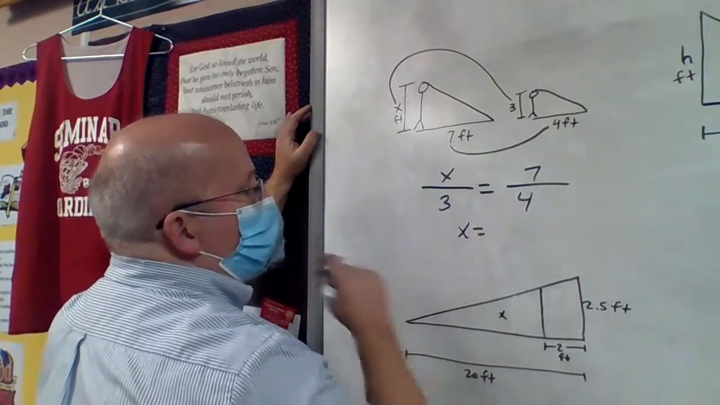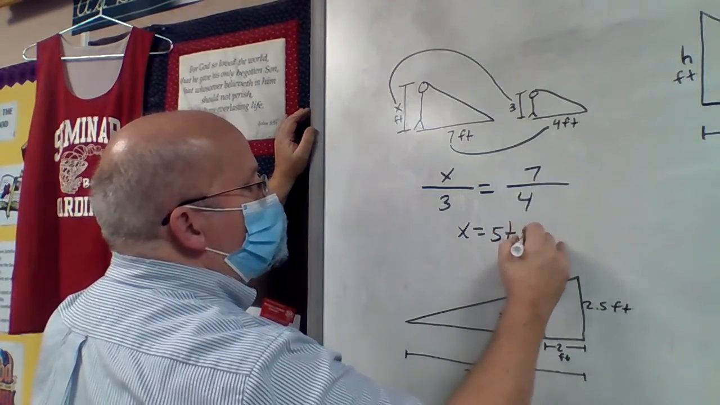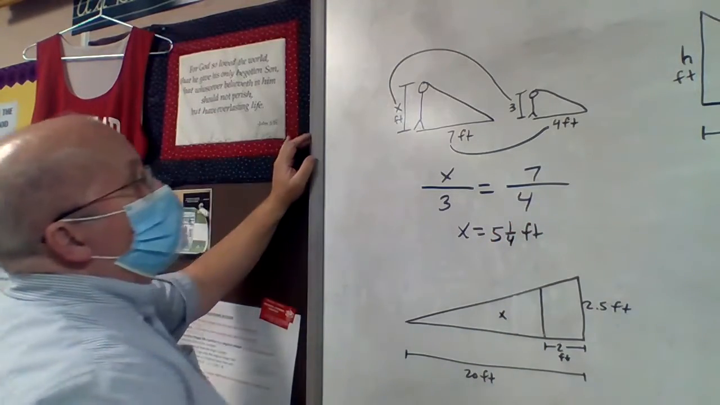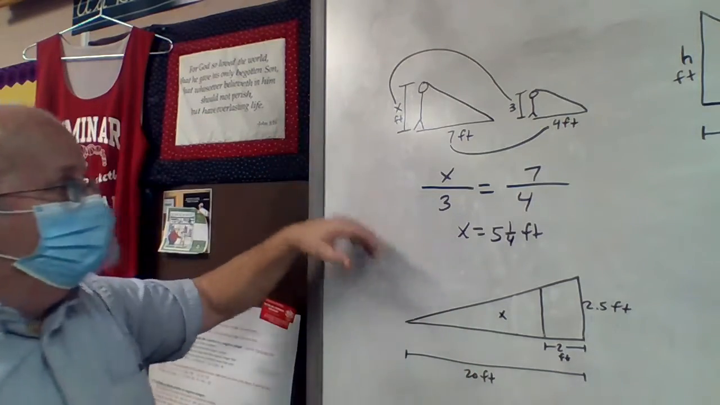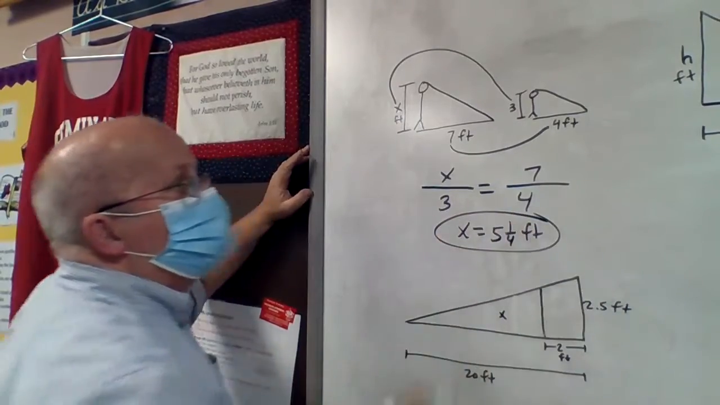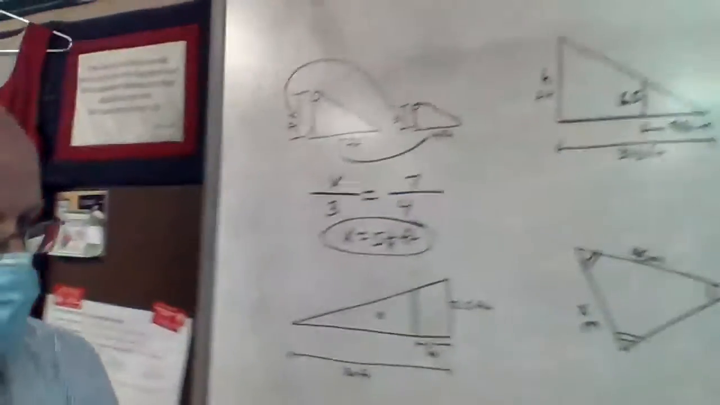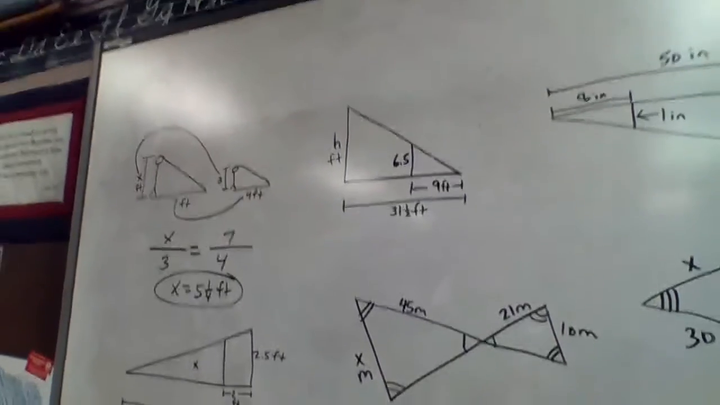In this case, x would be 5 and 1/4 feet. Or, if you wanted, you could change that to 5 feet 3 inches. But 5 and 1/4 feet would be a good enough answer for that problem. This next one's a little bit trickier because they have a figure inside of a figure.